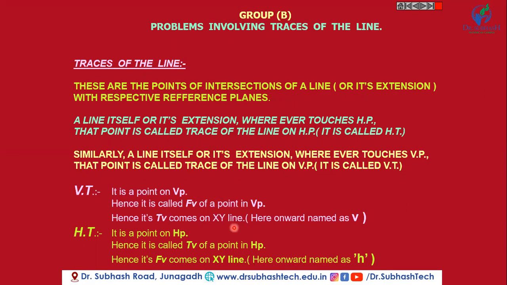Now, this top view of the VT is named V, and HT is the horizontal trace. It is a point on HP, the horizontal plane. Hence, it is the top view of a point in HP, and its front view comes on the XY line. It is named H dash. So this HT has the front view H dash.